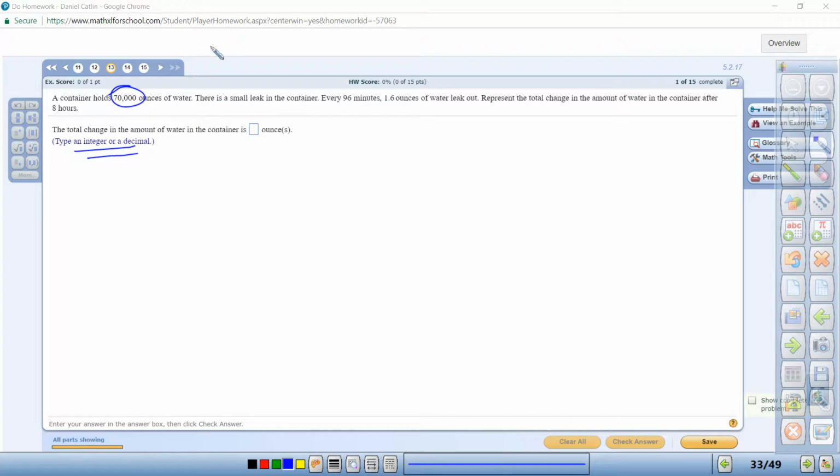Alright, what I like to do with this one is work it out in fractions since I'm doing it on paper, so I'll show you how I do that. This number right here, 70,000, is completely irrelevant to the problem, not even necessary. We're going to take the 96 minutes and the water it leaked, and that rate is going to help us the most. We want to find out how many ounces we're losing every hour, so the setup is ounces per hour. We know we're losing 1.6 ounces every 96 minutes, but the problem wants that in hour form, so we have to do a little converting.